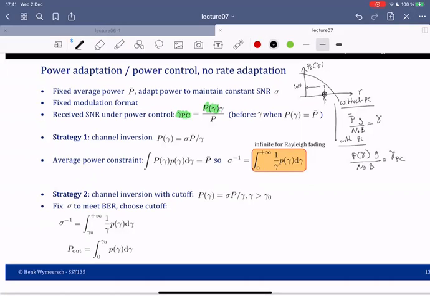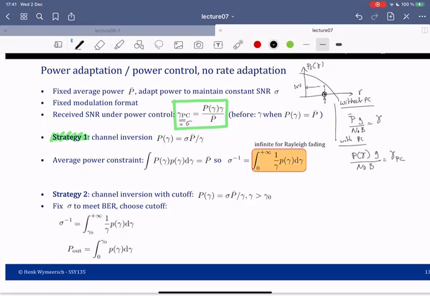Now I can divide these two equations, then the N naught over B goes away, the G goes away, and then I end up exactly with this equation on the left. So this is how the SNR with power control is related to the SNR without power control. Good. So now a simple strategy, which is called channel inversion, is to make sure that this SNR after power control is equal to sigma.